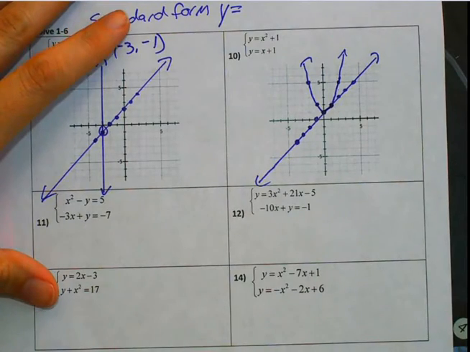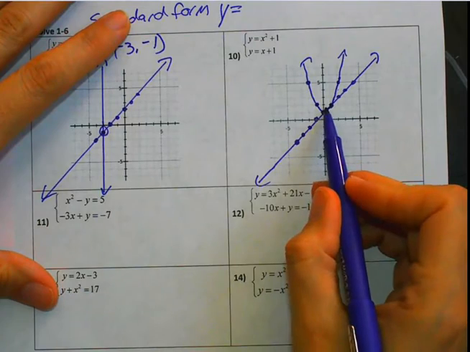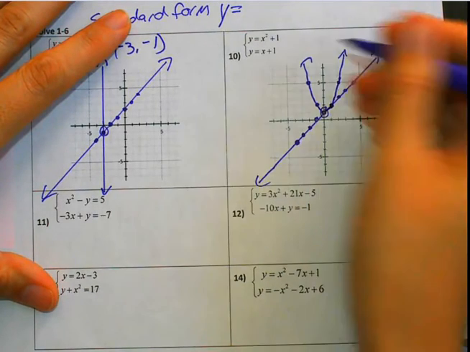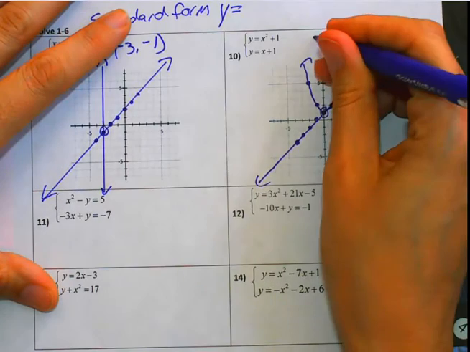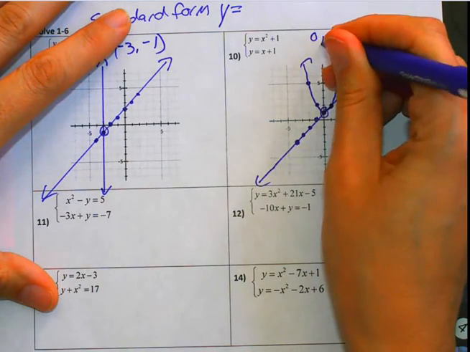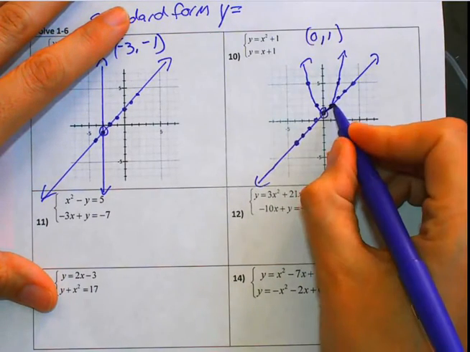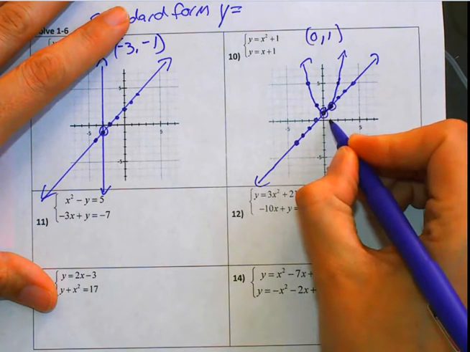All right, I went ahead and sketched that in, and I see that there's two intersections. There's one here, okay, and that intersection is going to be 0, 1. And then I also have this intersection right here, which is at 1, 2.